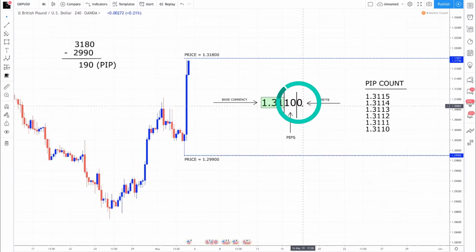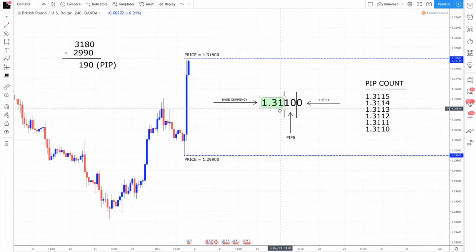Now, there is a 5th decimal happening in the majority of the currencies, which is known as the pipette. The pipette is the fraction of the pip. Now, since the pipette doesn't play such a significant role, many traders don't even acknowledge the pipette and they simply look for price in terms of the base currency and the pip. Let's jump into an example.